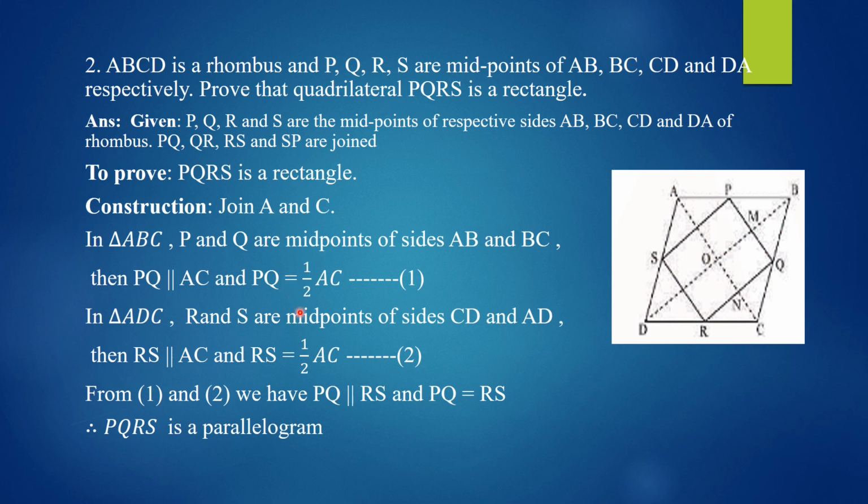Using equation number 1 and 2, we can see PQ will be parallel to RS and PQ will be equal to RS. Therefore, one pair of opposite sides are equal and parallel. We call PQRS a parallelogram. Once we prove it as a parallelogram, now we need to prove it is a rectangle.